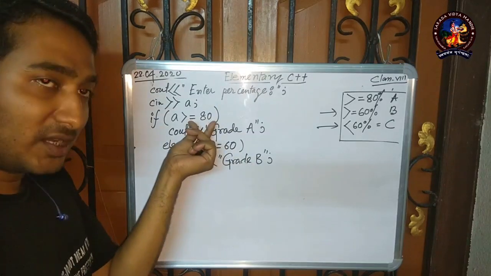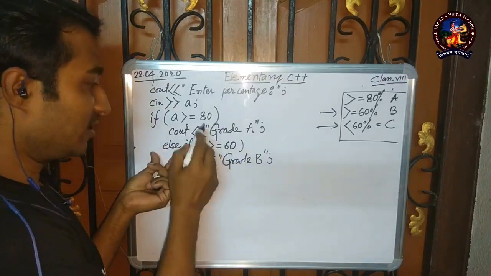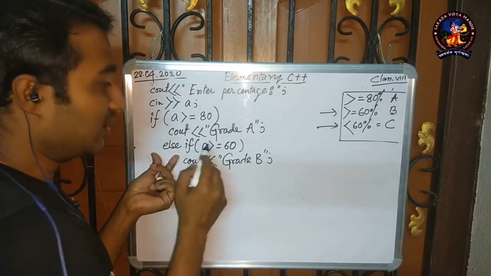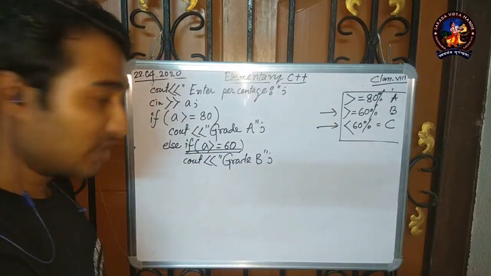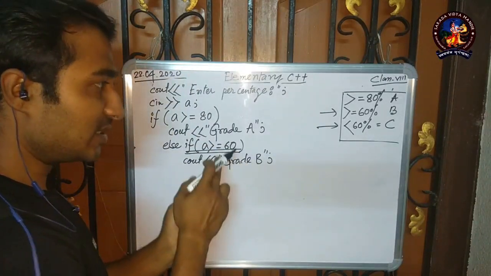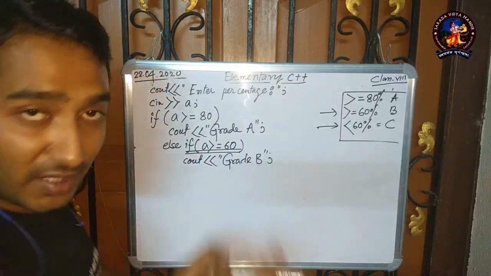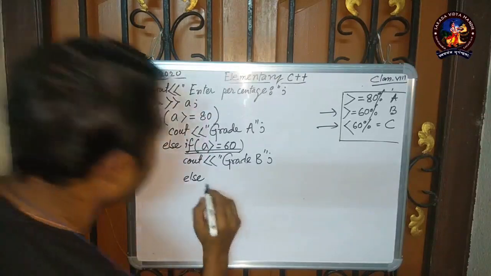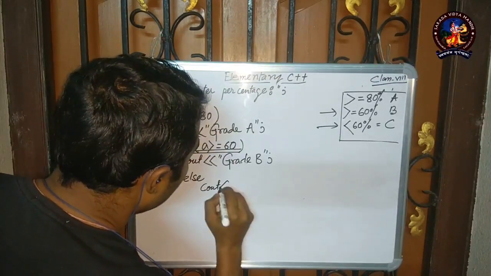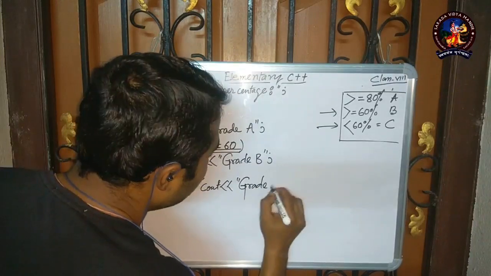If it is greater than or equal to 80, then grade A. If it is not, then it comes to the else part. Now we are checking whether it is greater than or equal to 60 or not. If it is greater than or equal to 60, then it will print grade B. If not, then definitely it is less than 60. Then else, cout grade C.